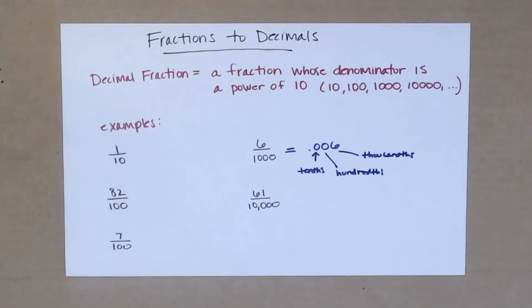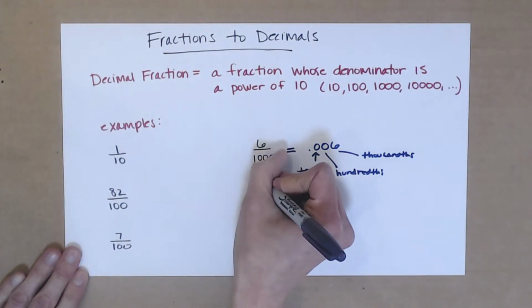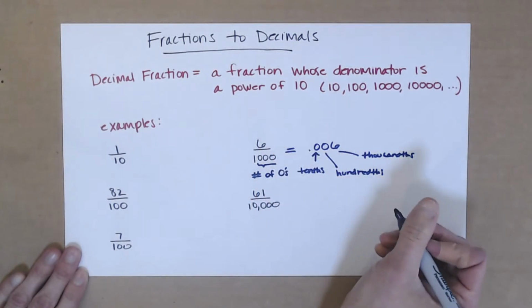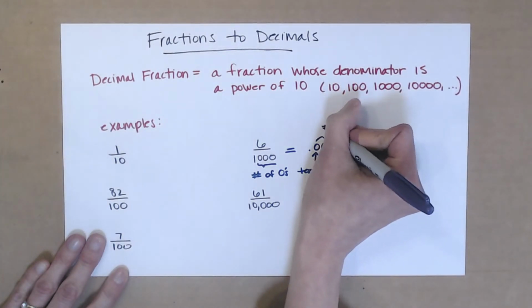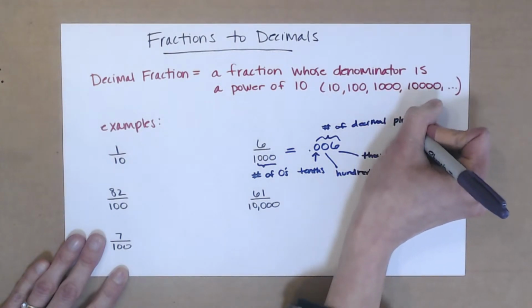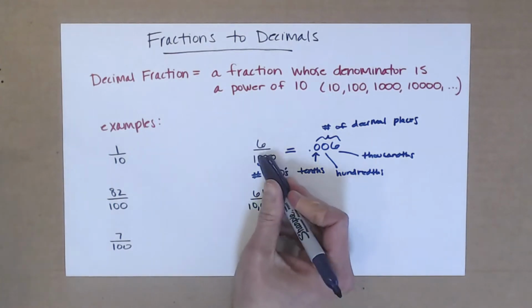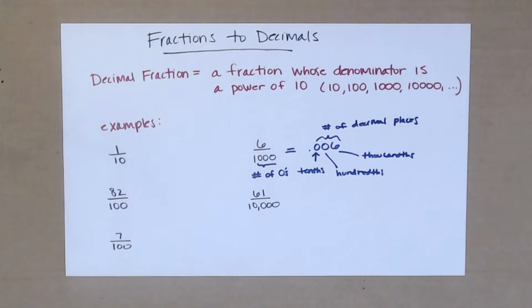A good rule here for converting decimal fractions to decimals is that the number of zeros in your denominator is going to equal the number of decimal places in your decimal number. So here we have 3 zeros and you're going to have 3 decimal places. So that will always work.